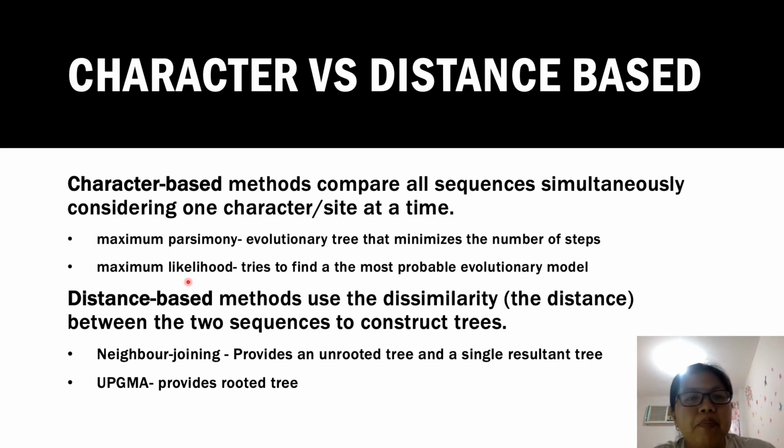And the second type, non-character-based, is the distance-based method. When we say distance-based method, we are comparing two sequences at a time. So we have two types. We have the neighbor joining, which provide an unrooted tree, and the UPGMA that provides a rooted tree. In our learning guide, we are to construct a cladogram using UPGMA or the rooted tree. Alright?